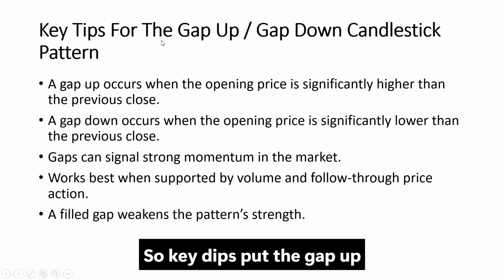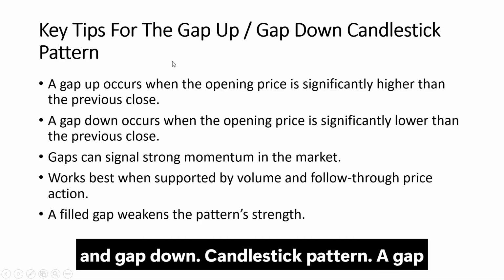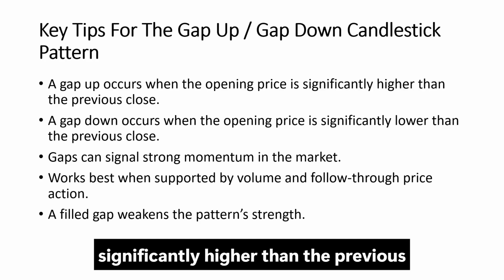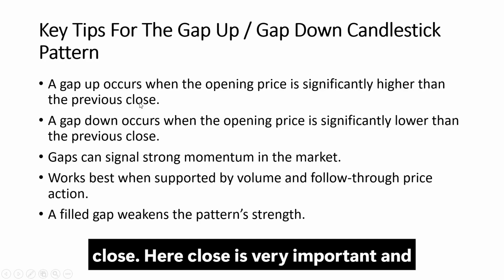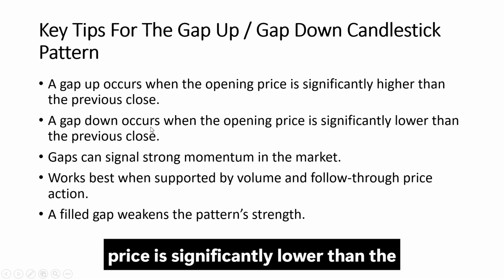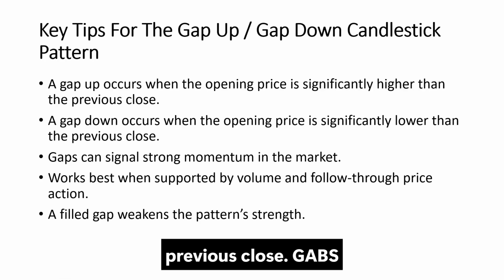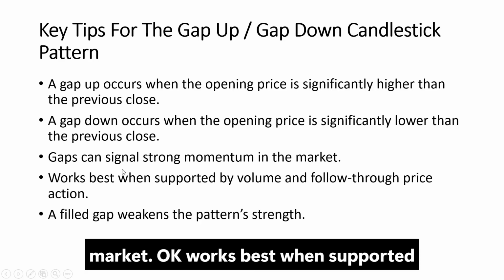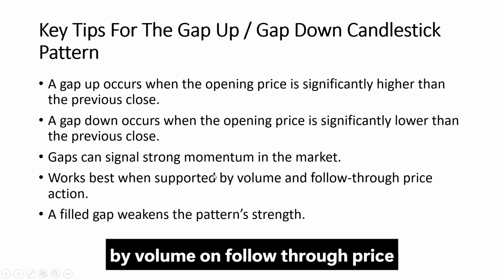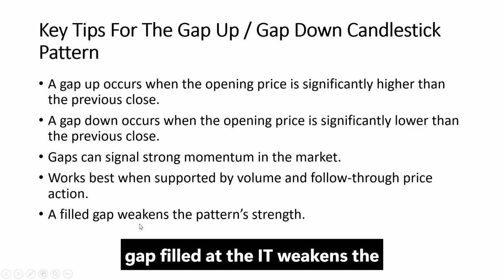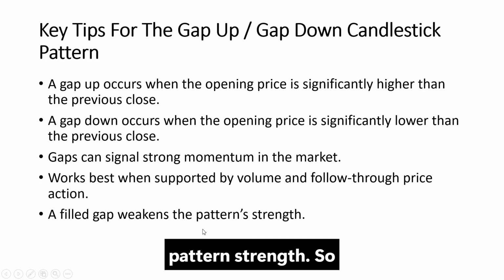So, key tips for the gap up and gap down candlestick pattern. A gap up occurs when the opening price is significantly higher than the previous close. Here, the close is very important. And a gap down occurs when the opening price is significantly lower than the previous close. Gaps can signal strong momentum in the market. Okay, it works best when supported by volume and follow through price action. If a gap is filled, it weakens the pattern strength.